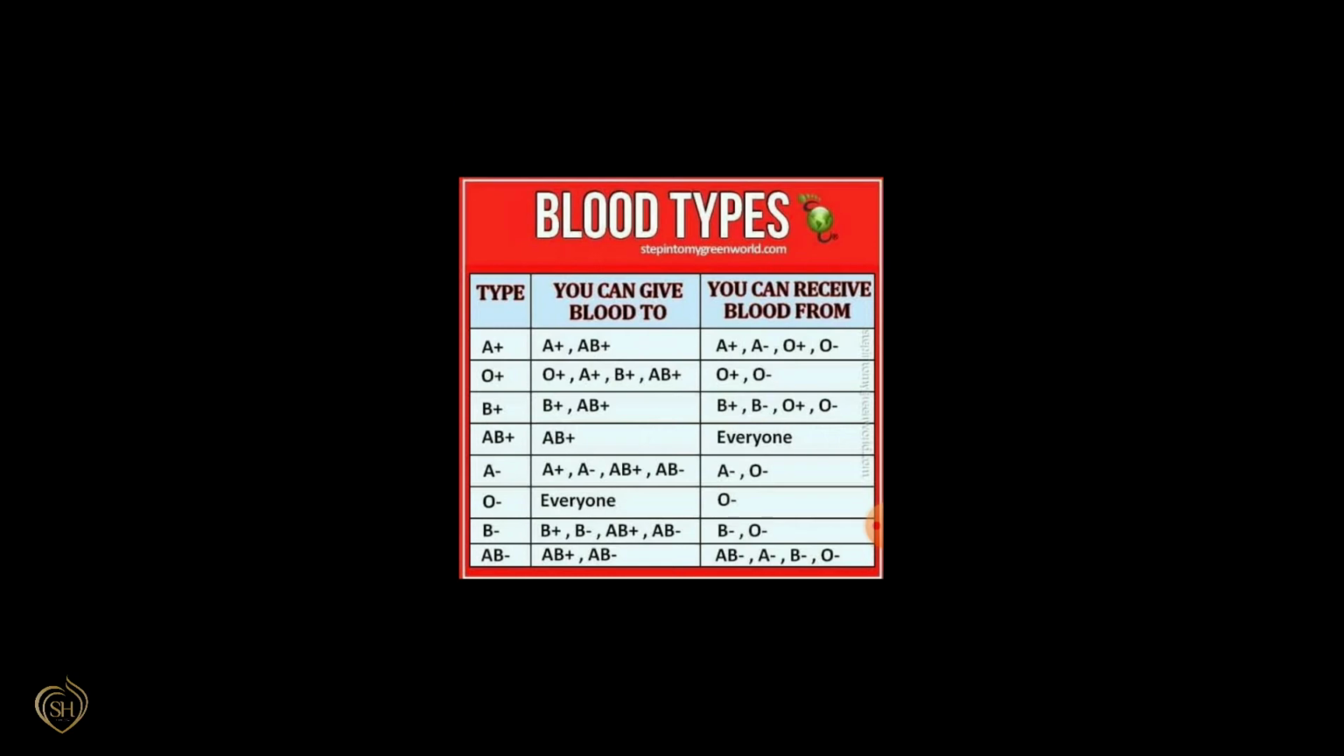So it is called the O negative. O group is the universal donor, and to be clear, O negative is the universal donor. It can give blood to all other groups.